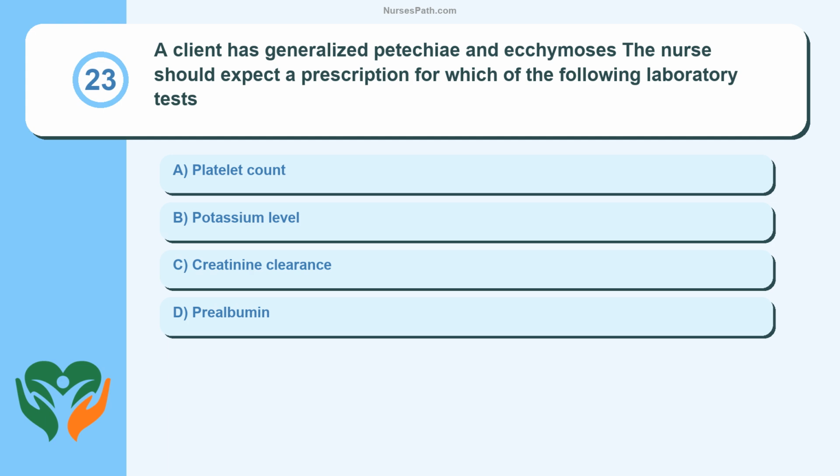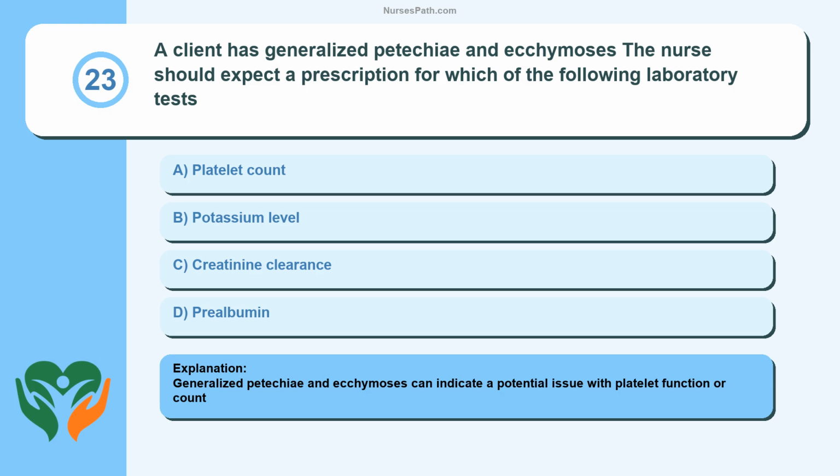Question 23. A client has generalized petechiae and ecchymosis. The nurse should expect a prescription for which of the following laboratory tests? Platelet count, potassium level, creatinine clearance, prealbumin. Generalized petechiae and ecchymosis can indicate a potential issue with platelet function or count.